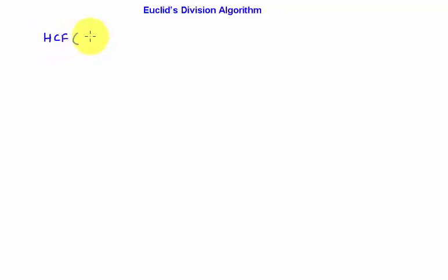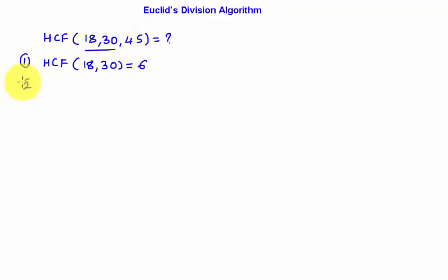So let's extend the previous example and find out the SCF of 18, 30 and 45. Now in this case, the first step is to find out the SCF of two numbers. So we'll take the first pair as 18 and 30. So we'll first find out the SCF of 18 and 30, which is obviously 6, as we found out in the previous step. And in the next step, we have to take the remaining number. So we'll take the SCF of 18 and 30 as our first number, and the remaining number is 45. So we'll go for 45.